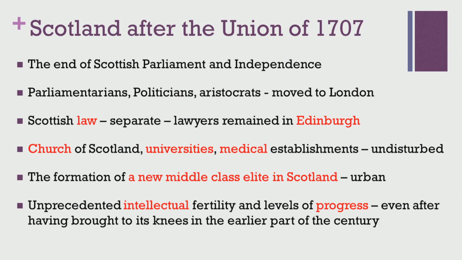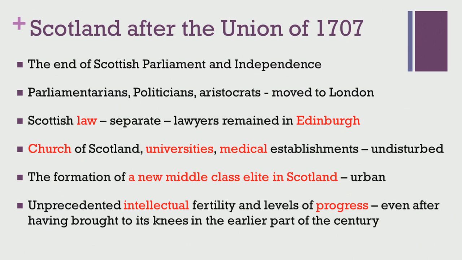We find that politically they had come together, whereas in the early 17th century, with the ascension of James I, only a dynastical union had been made possible. But with the union of 1707, the Scottish Parliament and Scottish political independence had come to an end, and around the same time we find the parliamentarians, the politicians and the aristocrats who were based in Scotland moving to London and setting up a base over there. But nevertheless, it was quite significant that the Scottish law, the legal system and jurisdiction, remained rather undisturbed, and its headquarters remained in Edinburgh.